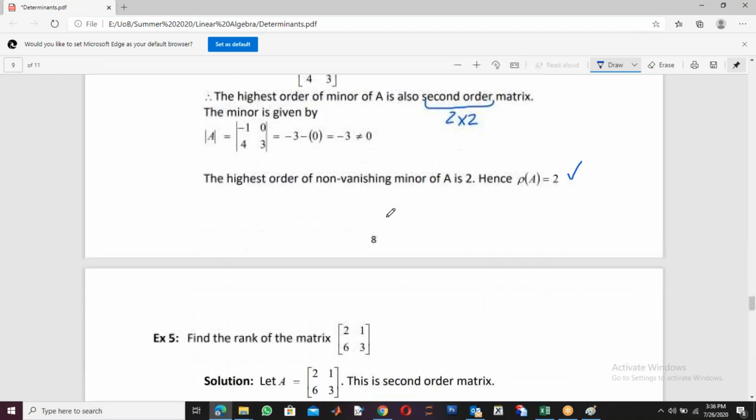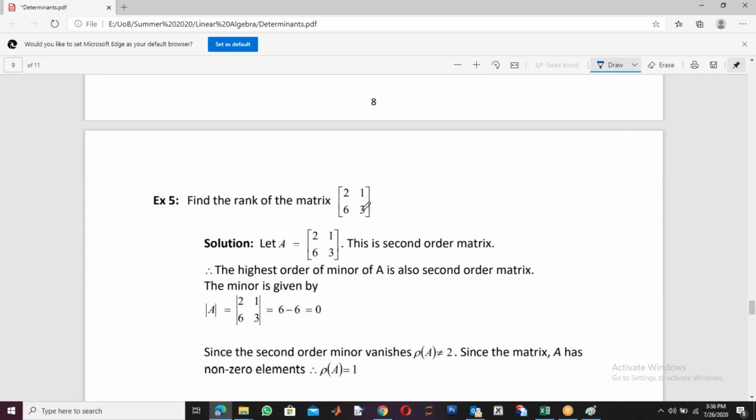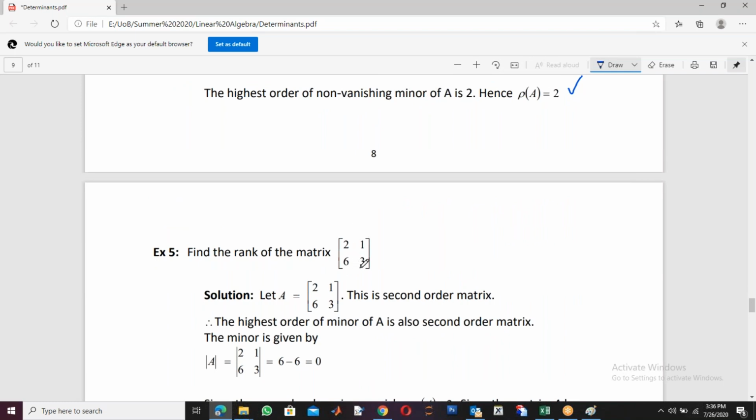For example, in the next example here, you see the determinant came out to be 0. This is also a 2 by 2 matrix, but the determinant came out to be 0. We cross multiply, right? 3 into 2 is 6, 6 into 1 is 6. 6 minus 6 is 0. Now it means the rank has to be less than 2. Rank cannot be 2 because the second order matrix has minor 0. So the rank can be either 0 or 1 now.